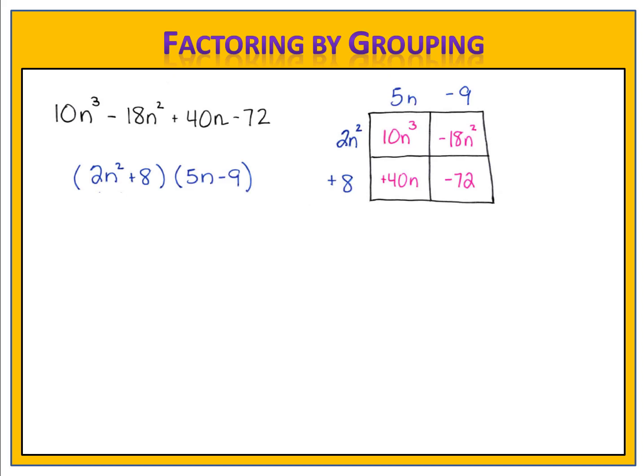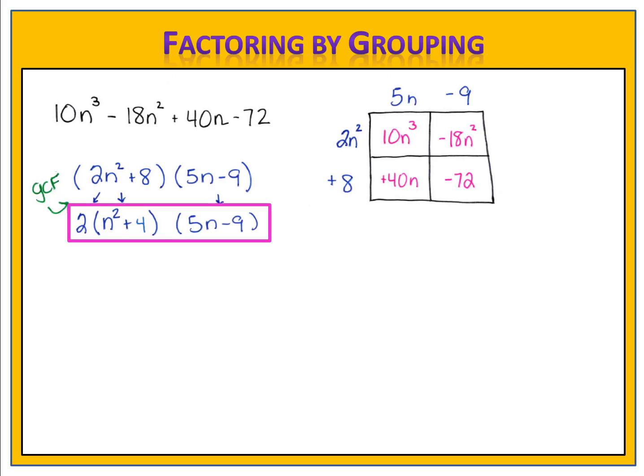And now we have the factors of our polynomial, 2n to the second plus 8 times 5n minus 9. But notice that we have a greatest common factor in that first term. We can rewrite that binomial as 2 times n squared plus 4. Don't forget the 5n minus 9, and now we've factored the polynomial completely. So if we have a polynomial that has a greatest common factor, it's perfectly fine to start with the grid and then factor out the greatest common factor from which binomial it exists in.